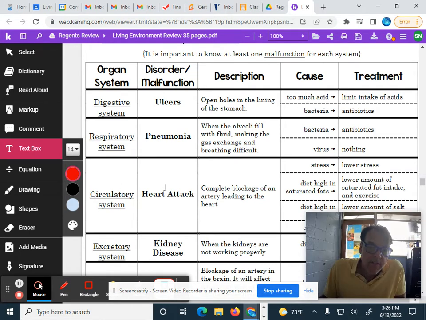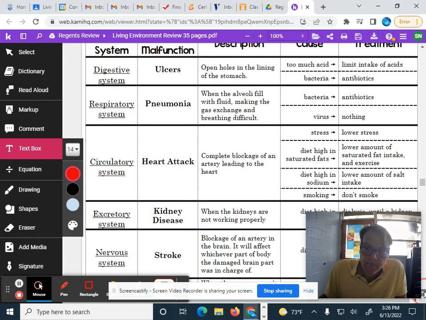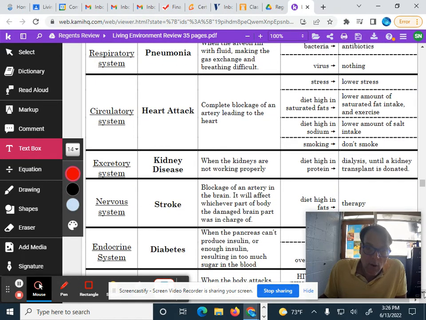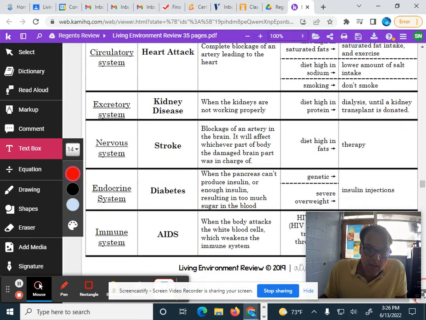Okay, so malfunctions of the digestive system are listed here. You can look at those. They're good to know. You don't have to memorize all the stuff I'm talking to you about, but you should be familiar with it enough so that when you see it on the test, you'll know what to do with it. Okay, so definitely review this worksheet. I'm not going to go over these. You can read these. Some we've already talked about.